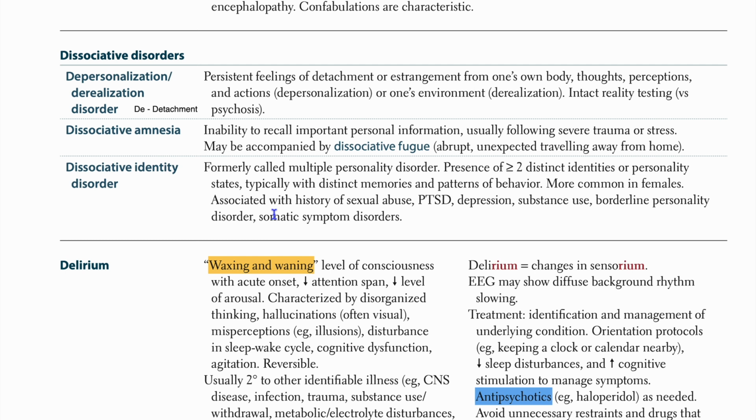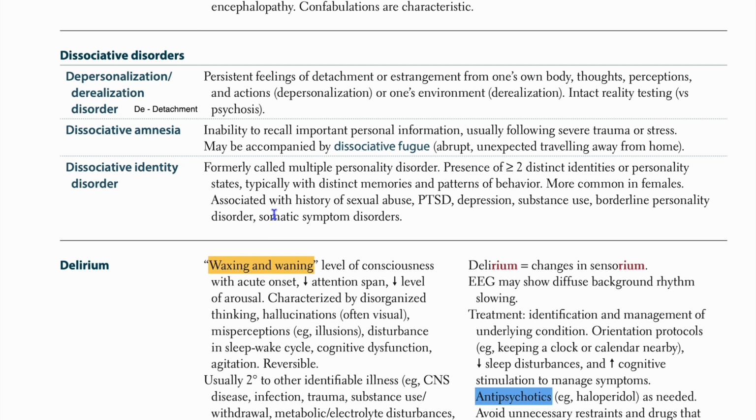Dissociative disorder, depersonalization or derealization disorder. Okay, so D for detachment. It's persistent feelings of detachment or estrangement from one's own body, thoughts, perception, and actions, or depersonalization, or from one's environment, derealization. Intact reality testing versus psychosis.